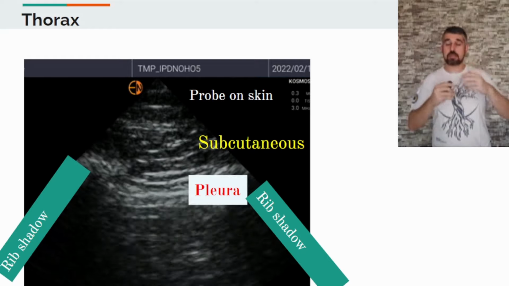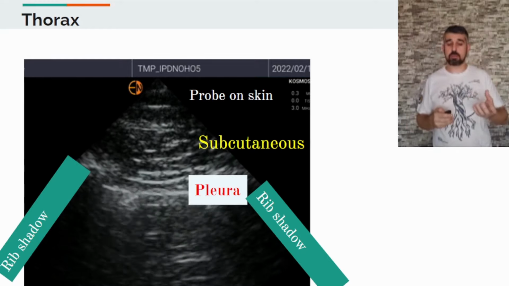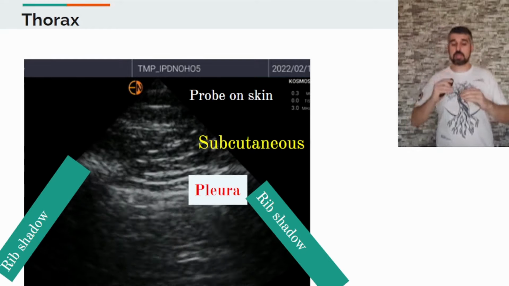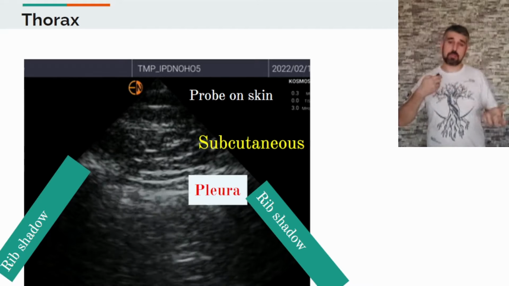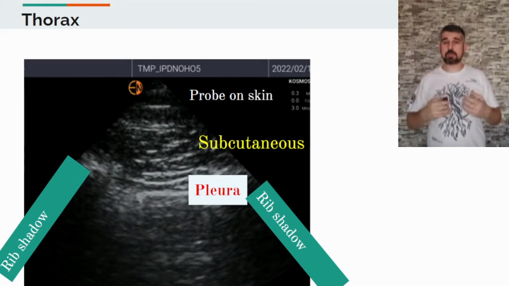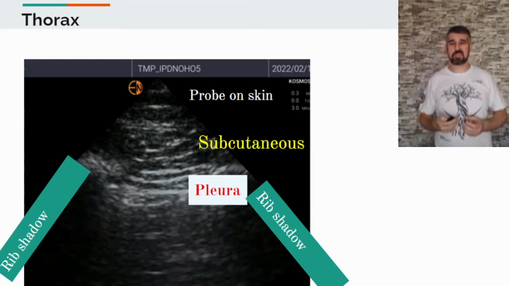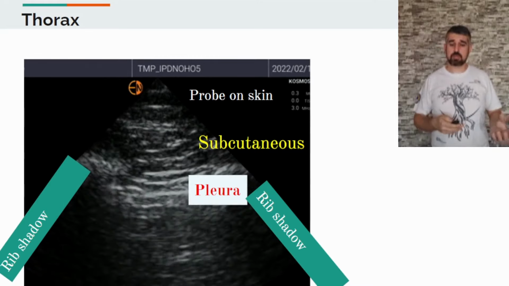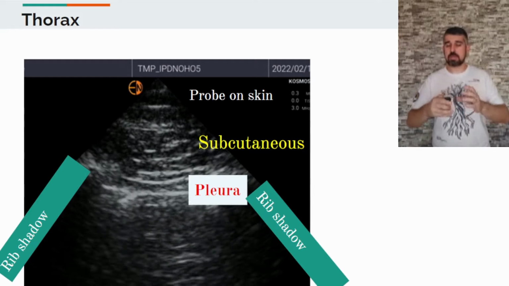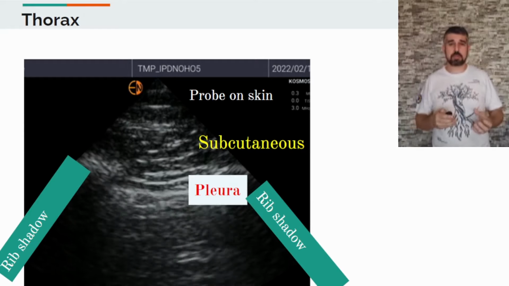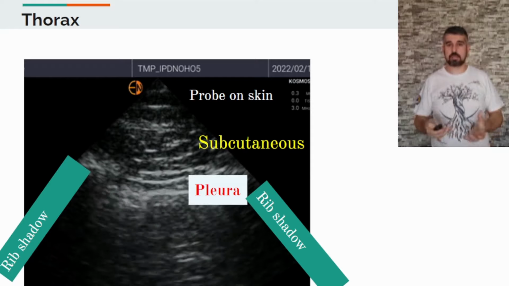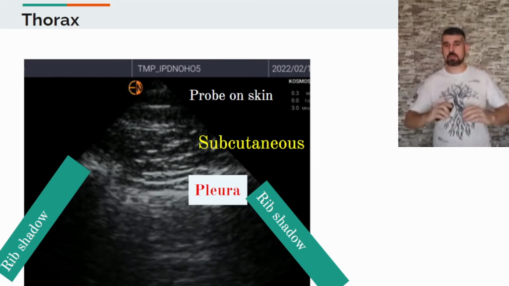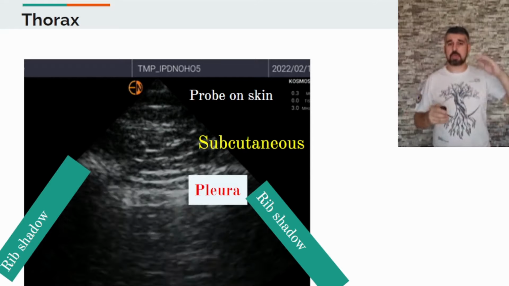It's sliding, so this is a good sign. This is what we are looking for. And we can see the subcutaneous, and the probe is of course in the skin. And I can't really see the lung because air is not a very good conductor for sound. So I can see this movement, some lines, some artifacts, but I can't really see the lung itself. So we see these things, these artifacts below the pleura.